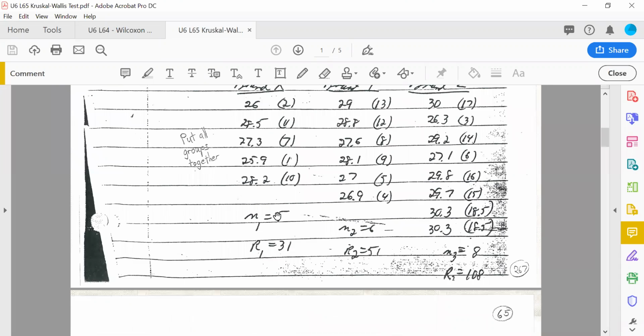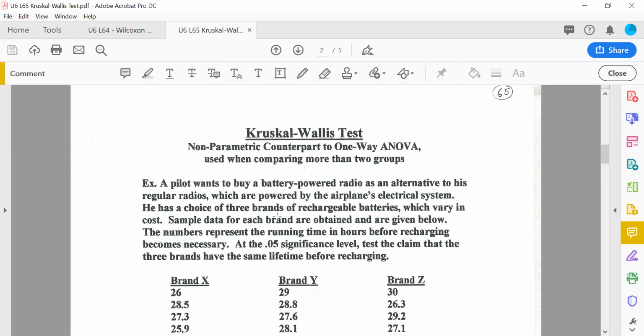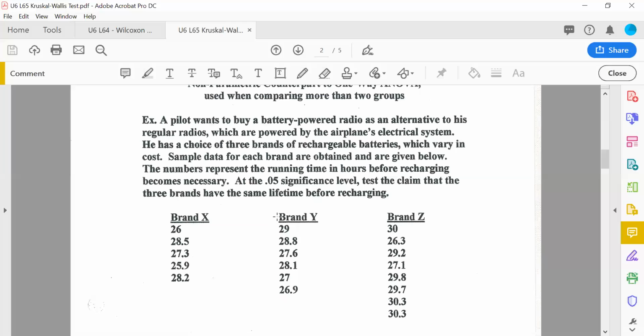So let me go down to the typed version. A pilot wants to buy a battery-powered radio as an alternative to his regular radios, which are powered by the airplane's electrical system. He has a choice of 3 brands of rechargeable batteries, which vary in cost. Sample data for each brand are obtained and are given below. The numbers represent the running time in hours before recharging becomes necessary. At the 5% level, test the claim that all 3 brands have the same lifetime before recharging.